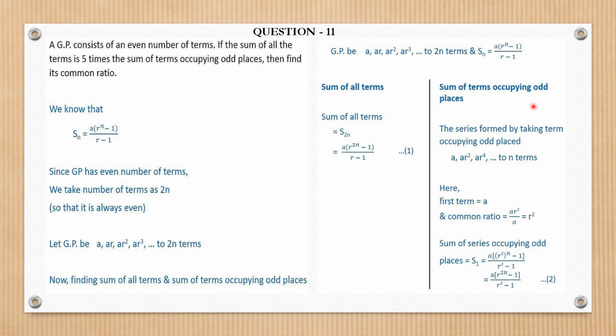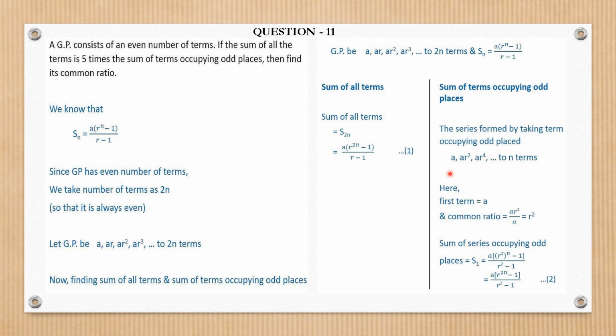Now the sum of terms occupying odd places. This is the first place, which is odd, so this term will come. The second is even, the third is an odd place. First place, third place, fifth place, like this. So the terms are a, ar square, ar to the power 4, and so on. Now see, there are 2n terms. So how many are odd? n are odd and n are even. So I will get the terms a, ar square, ar to the power 4, up to n terms.